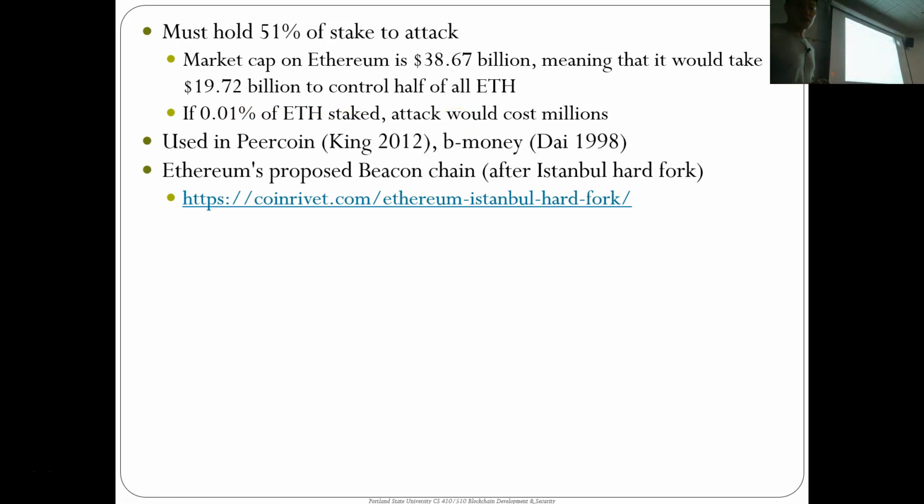So this is the thing that's being proposed for the beacon chain, which is after this Istanbul hard fork in Ethereum. So they're trying to shift Ethereum over to this proof of stake. They couldn't do the whole thing, though, because the miners involved were raising hell. But this is one of the proposed improvements after the Istanbul fork. This is used in several other systems as well.